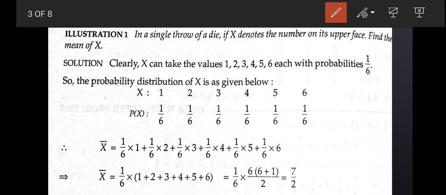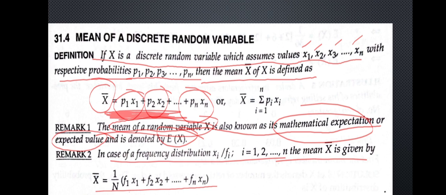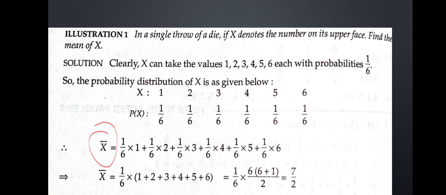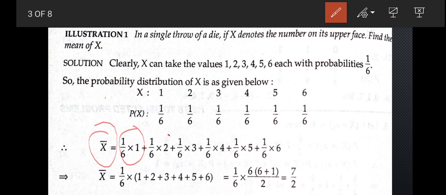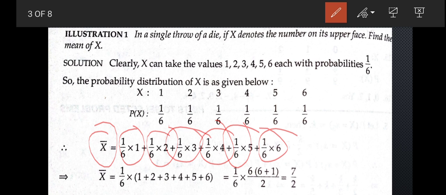If we have to find the mean, then as we have studied earlier, the mean is probability 1 multiplied by x1 plus probability 2 multiplied by x2 plus probability n multiplied by xn. If we use this concept in this question, we get 1/6 into 1 plus 1/6 into 2 plus 1/6 into 3 plus 1/6 into 4 plus 1/6 into 5 plus 1/6 into 6.